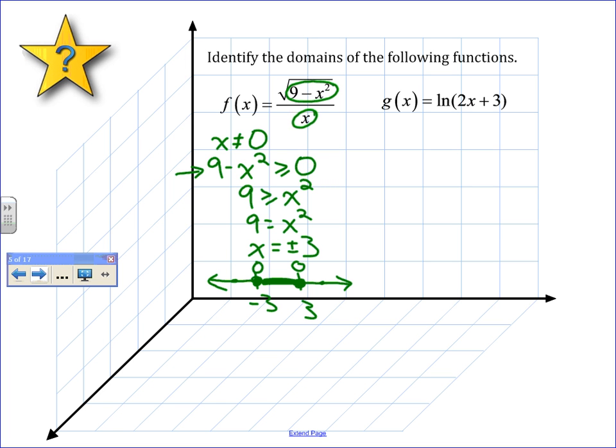If I plug in a 5 and I get 20, I have 9 minus 25. That is going to be a negative number, so that does not work. Same thing if I have negative 5 squared, that's still 9 minus 25, and that does not work.